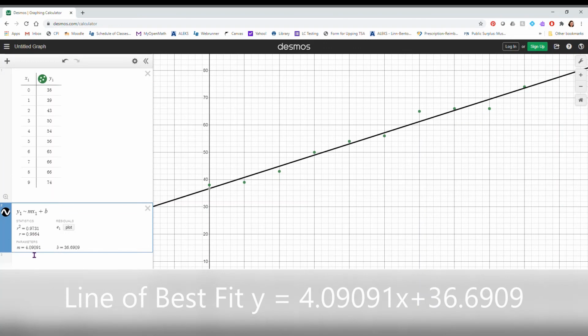M equals 4.09091, B equals 36.6909. So that's my line of best fit.